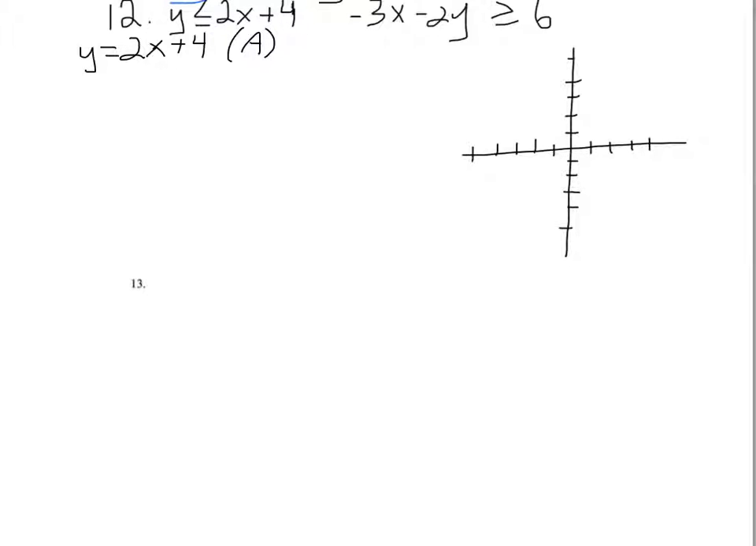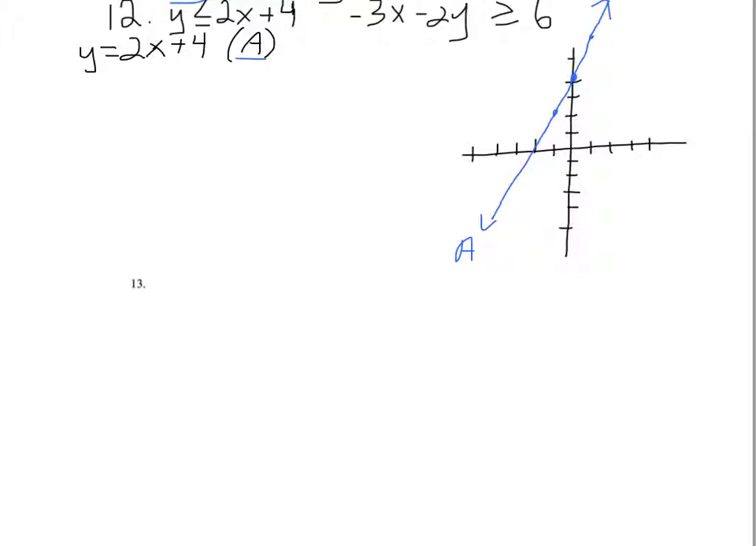So the y-intercept is 4. The slope is 2. So I could go up 2 and over 1, which puts me about here. I could go down 2 and over 1, which puts me about here. I can go ahead and draw my line. Looks something like that. And I'm going to label that graph A, and that's the blue graph.